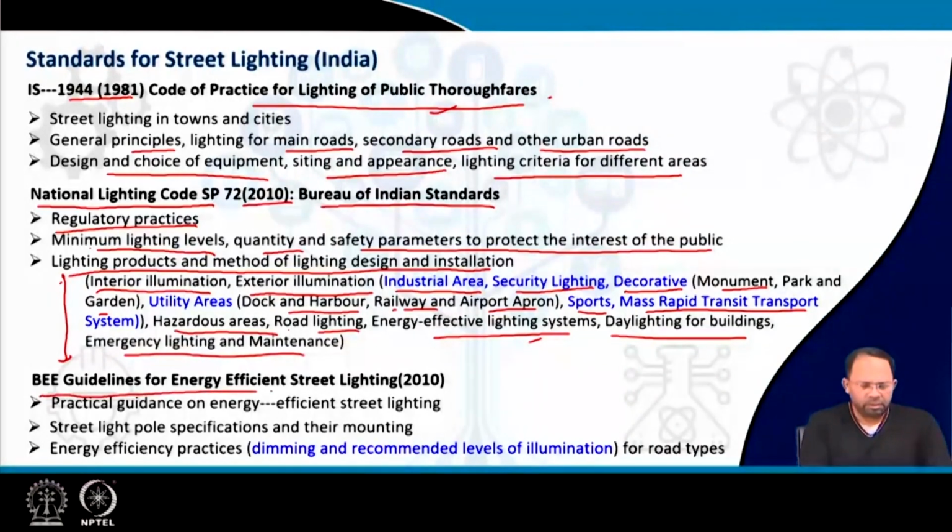Finally, we have the Bureau of Energy Efficiency Guidelines for Energy Efficient Street Lighting. This gives us practical guidance on how we should convert standard lighting to energy efficient street lighting, and for that it also specifies different kinds of street lighting pole specifications, their mountings, how we should mount different kinds of street lights, and finally energy efficient practices such as dimming and recommended dimming of lights at different times, based on illumination levels, based on the different road types, and so on.